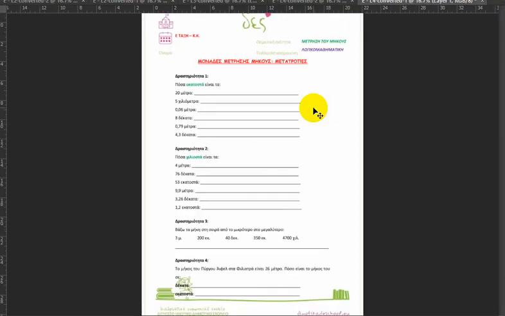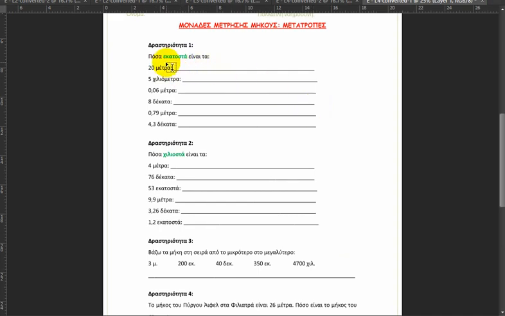Okay, next up, we want conversions. So we want to turn all of these into centimeters. So 20 meters, 5 kilometers, and so on. To go from meters to centimeters, I multiply by 100 and I get 2,000 centimeters. To go from kilometers to centimeters, I go 5 steps down, so I'm going to add 5 zeros: 1, 2, 3, 4, 5. And that would make this 500,000.